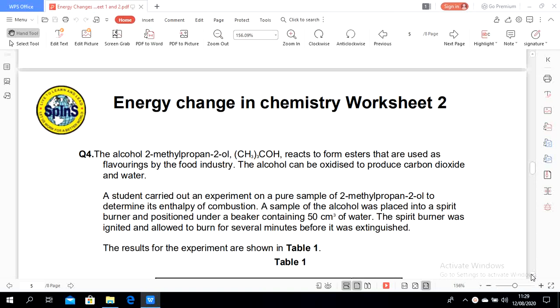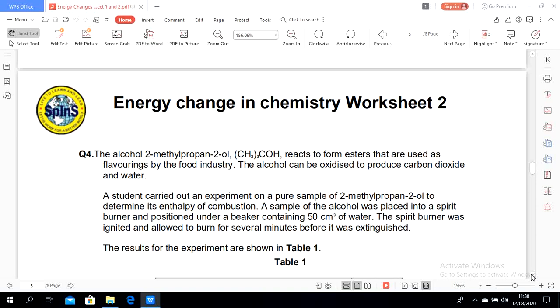Number 4, the alcohol 2-methyl-propan-2-ol reacts to form esters that are used as flavorings by the food industries. The alcohol can be oxidized to produce carbon dioxide and water. A student carried out an experiment on a pure sample of 2-methyl-propan-2-ol to determine its enthalpy of combustion. So this is measuring the enthalpy of combustion.